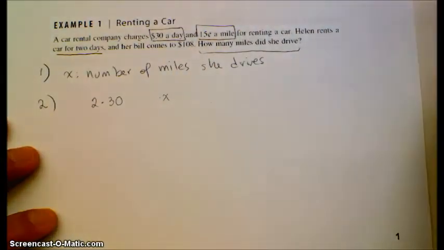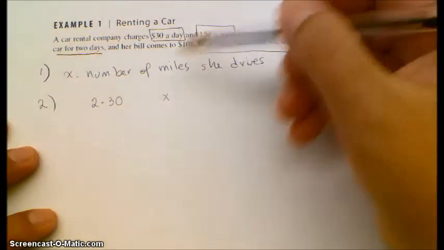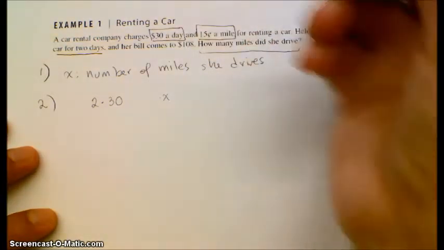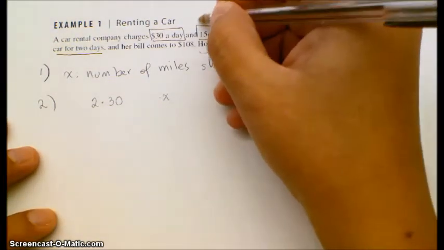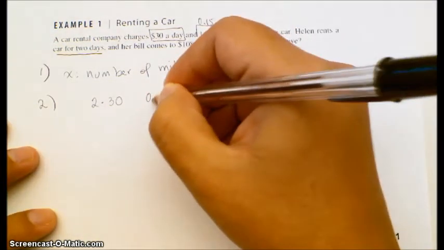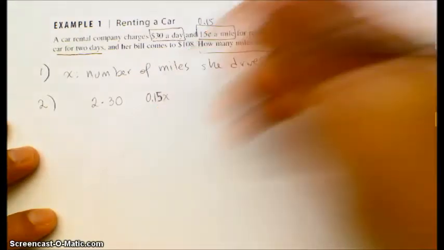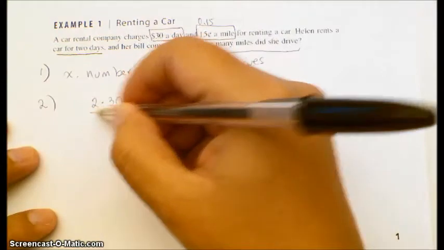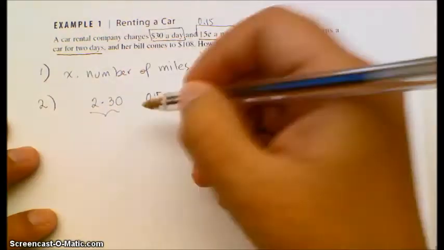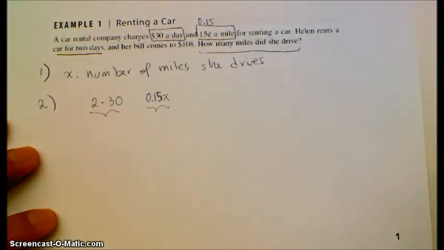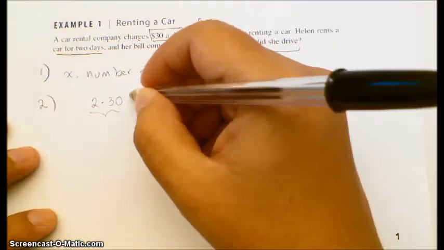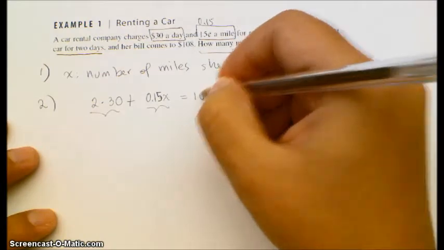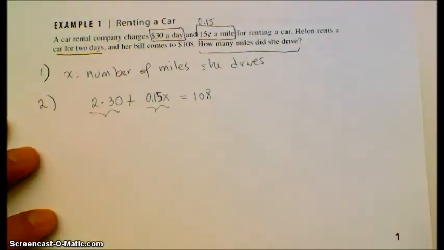A very common mistake, you will be tempted to put 15x. However, if we're talking about dollars, 15 cents is not 15. It would be 0.15. I have to make sure that the units are consistent all along the equation. So I pay the $60 for the 2 days, and I pay for whatever number of miles I want to drive. So adding these two together is going to give me the total bill, which is $108. Isn't that easy?